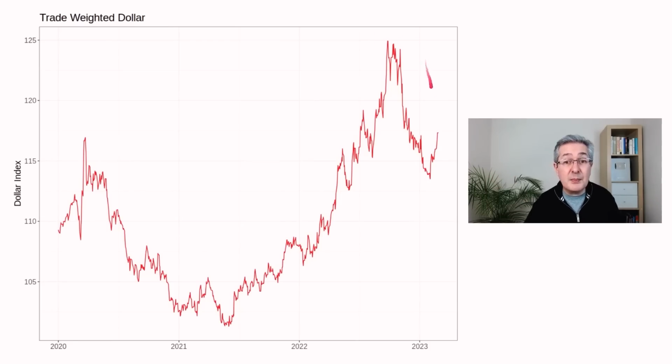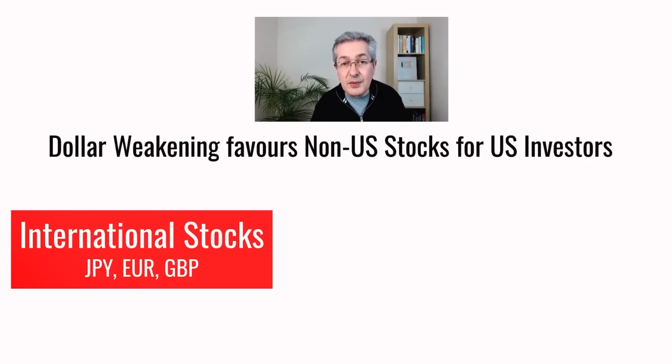You can see there has been a bit of a fallback, but it seems that now, as inflation is surprising on the upside again, we're going back to that playbook of dollar strengthening relative to currencies in the rest of the world. Let's consider what that means from the point of view of US investors, and in particular we'll look at how it affects their holdings of non-US stocks.